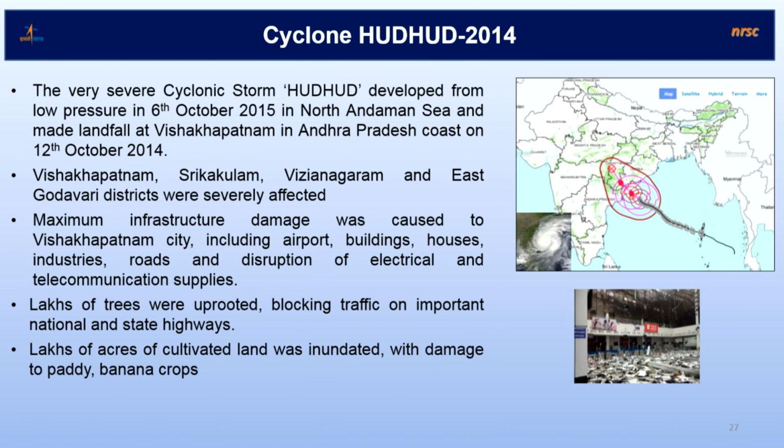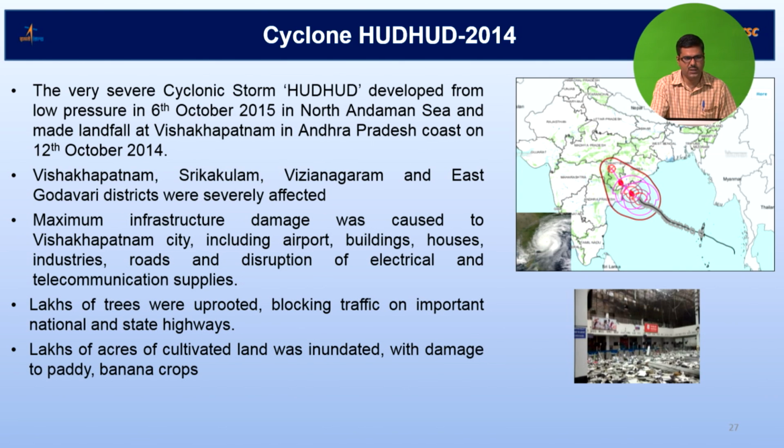The other application that I want to discuss here is Cyclone Hudhud in 2014. Again, NRSC, using a crowdsourcing based approach, created an app where common people reported the damages caused by the severe cyclone called Hudhud. Now this Hudhud happened somewhere in October, and the cities that were affected were Visakhapatnam, East Godavari districts, Srikakulam, and Vizianagaram. But the maximum damage happened in Visakhapatnam city, where damages were reported to airports, buildings, houses, and telecommunications.